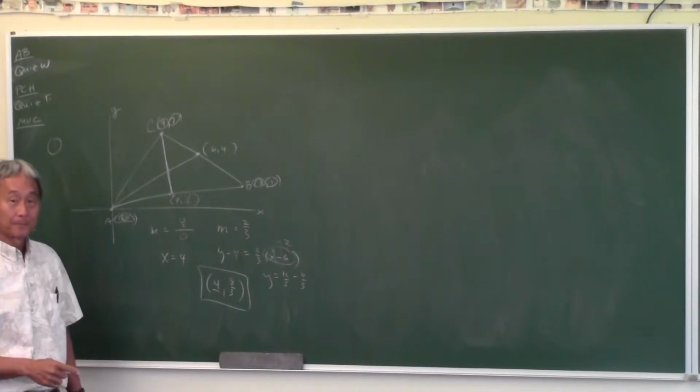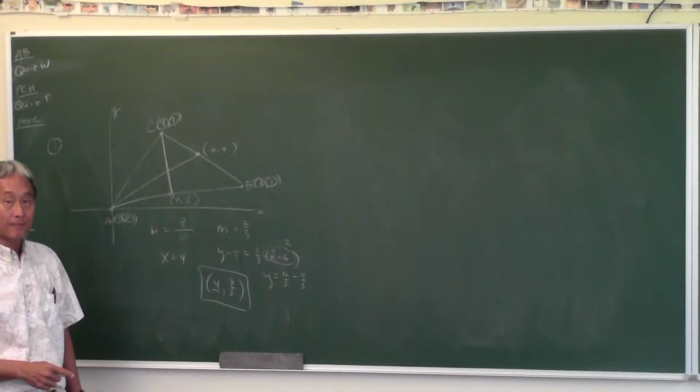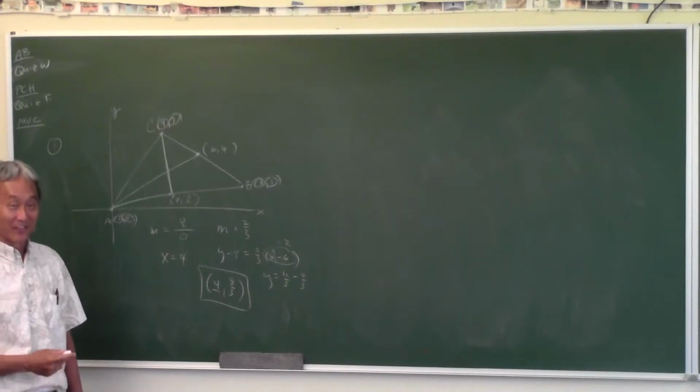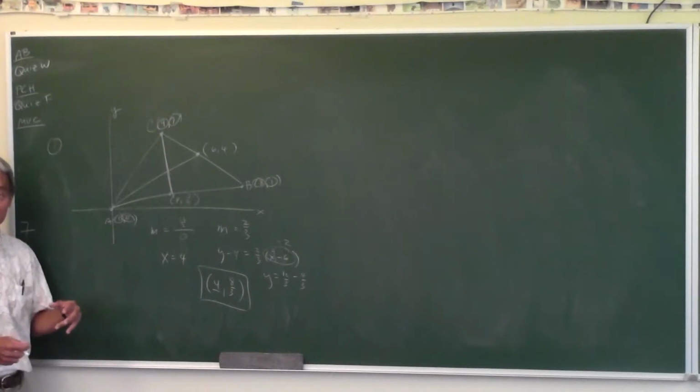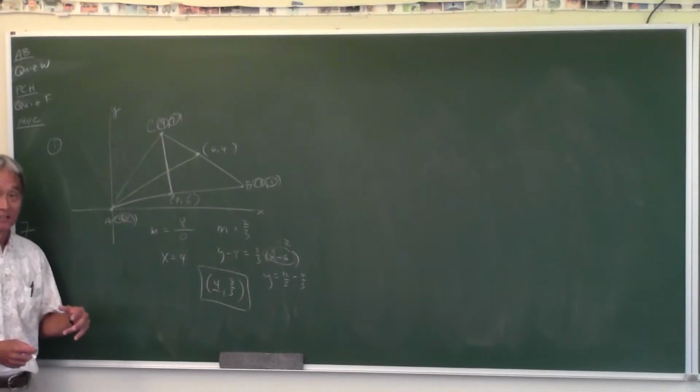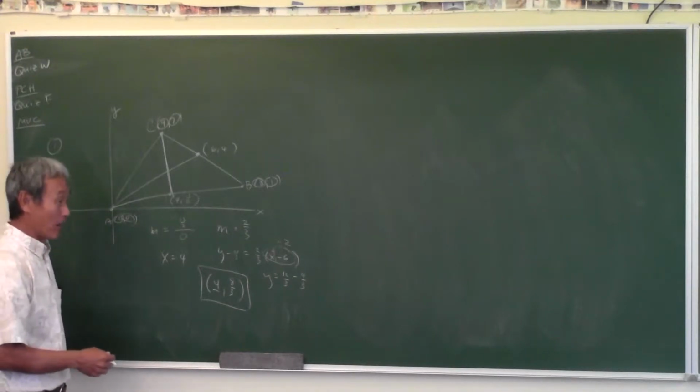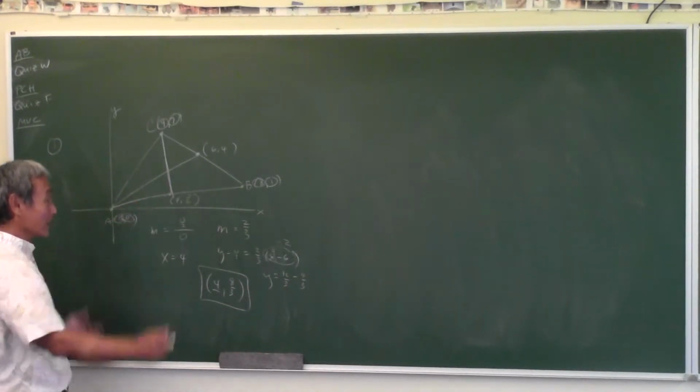Question? On a quiz, if it was a centroid like this, should you use the shortcut? You should use the math team secret. Can you just write 4, 8/3, or do you have to show work? No, you just write down 4, 8/3. If I teach you a shortcut in this class, you should use it. Because you know why? It's shorter. Why do you want to do it long?